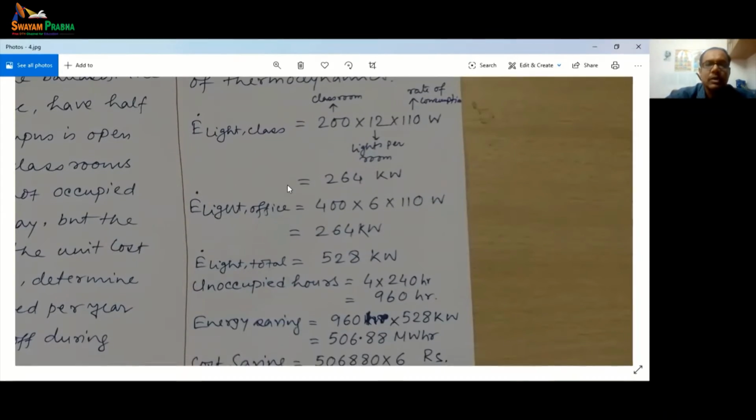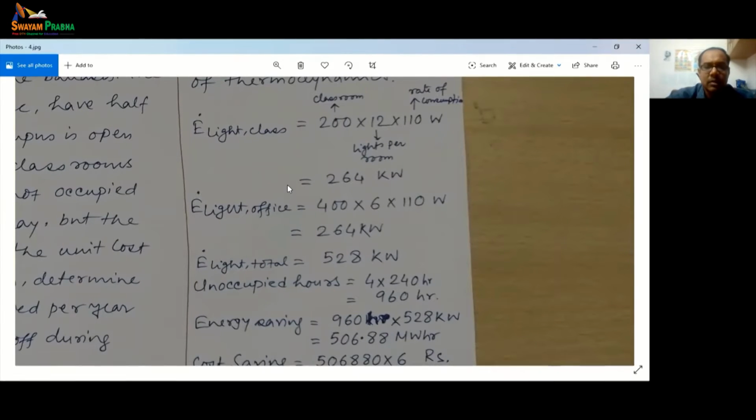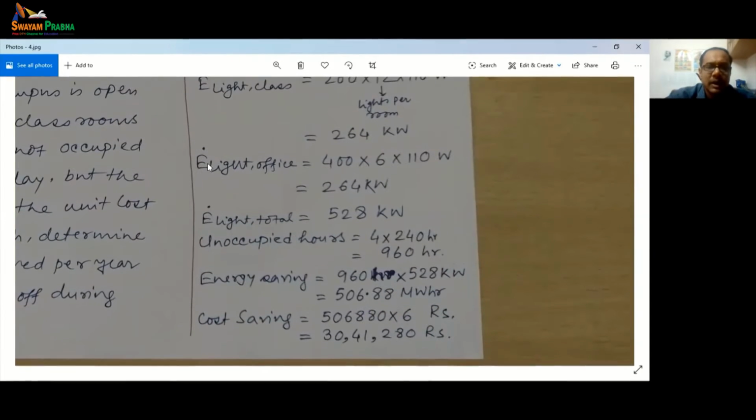Okay, so when all the classroom lights are on, you are consuming 264 kilowatt. Per second you are consuming 1000 joules. Now similarly, the consumption of electricity for lights in the office, you can find in the same way, that's also 264 kilowatt. So the total consumption for the lights is just the summation of these two, 264 kilowatts plus 264 kilowatts, which is 528 kilowatts.